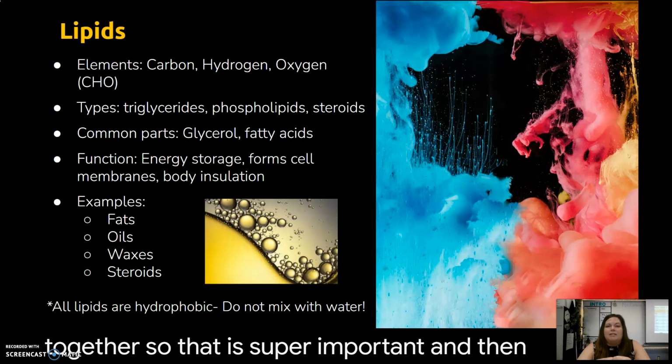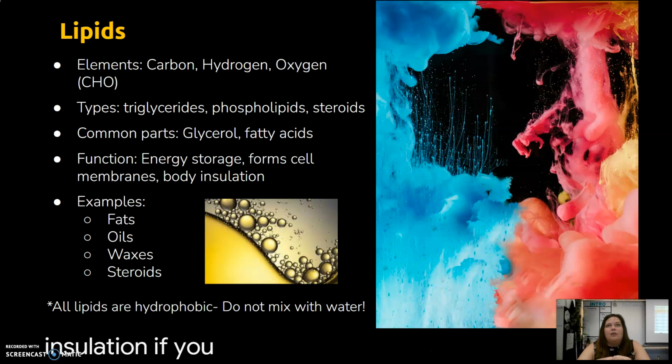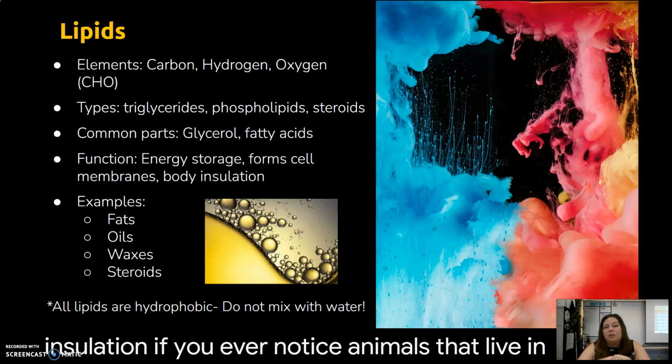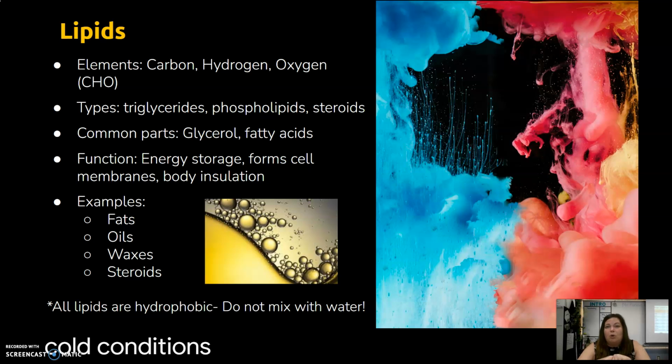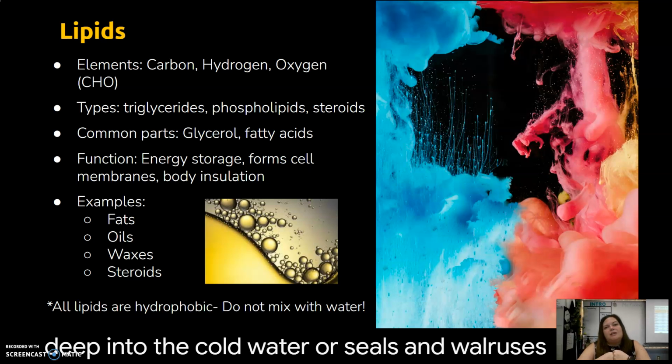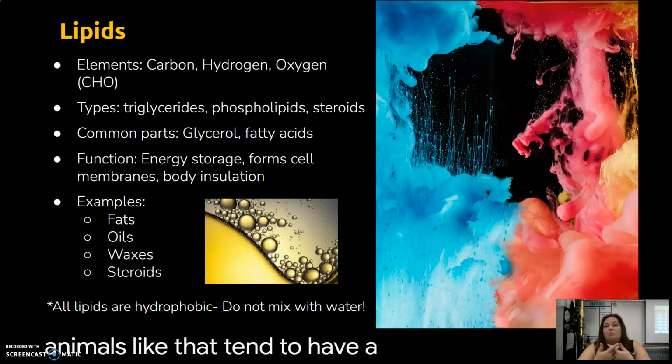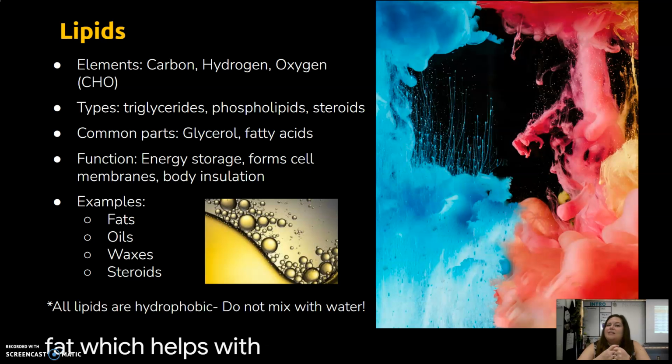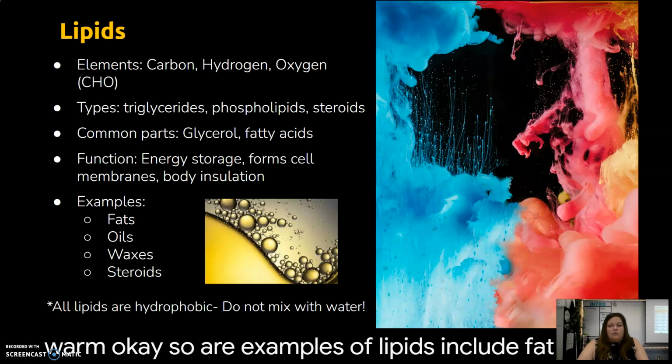And then body insulation. If you ever notice animals that live in really cold conditions, like polar bears or whales that dive deep into the cold water, or seals and walruses, animals like that tend to have a lot of blubber, which is fat, which helps with insulation and keeping them warm. So our examples of lipids include fats, oils, waxes, and steroids.